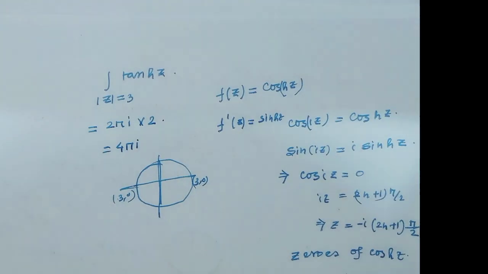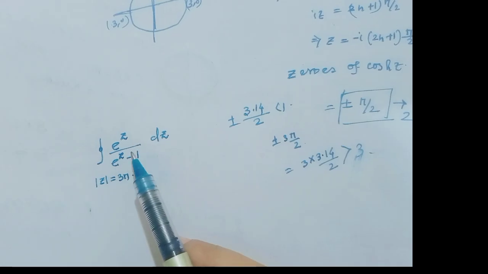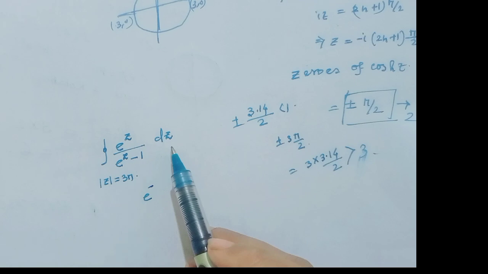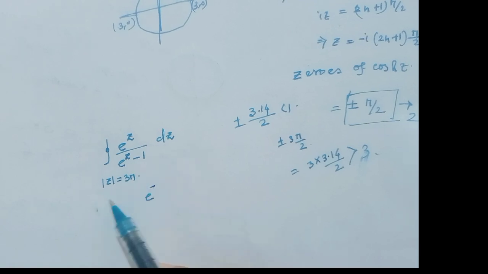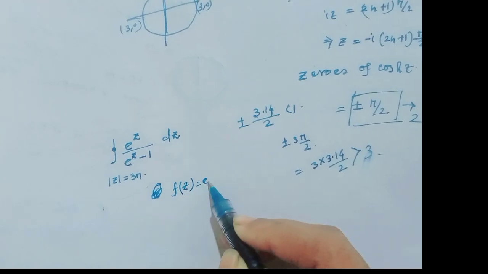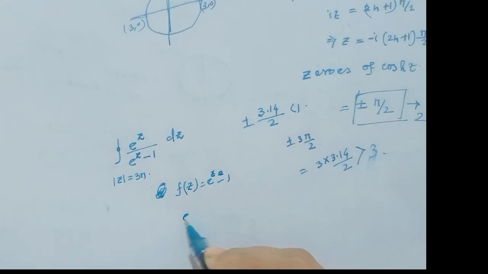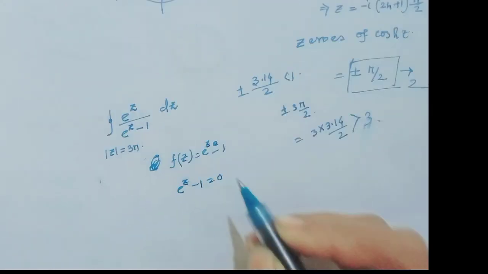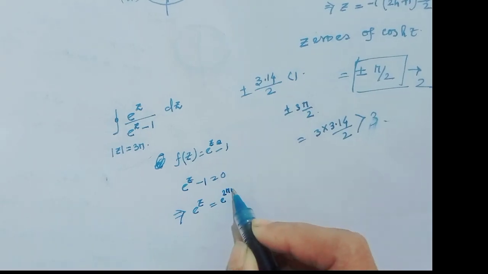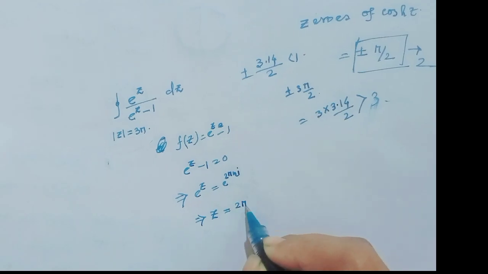Okay, well. Next question, here also use the argument principle. Notice the integration of e to the power z over e to the power z minus 1 dz. Here the circle is mod z equal to 3π. Here f(z) equal to e to the power z minus 1. That means for the zeros, e to the power z minus 1 equal to 0. That means e to the power z equal to e to the power 2πni, which implies z equal to 2πni.